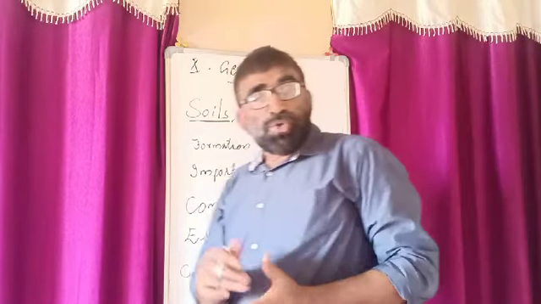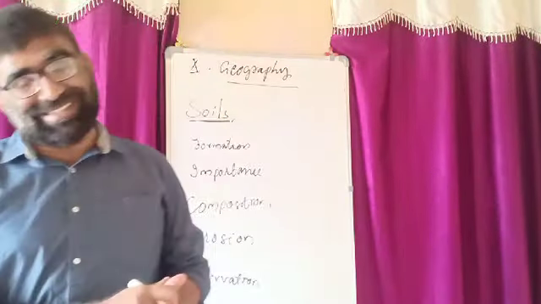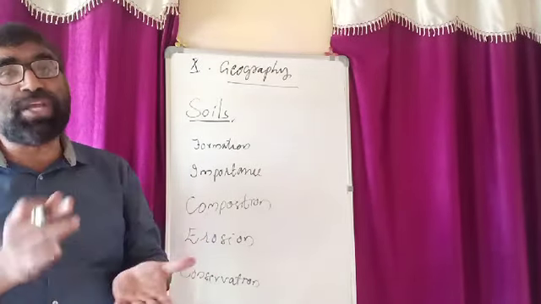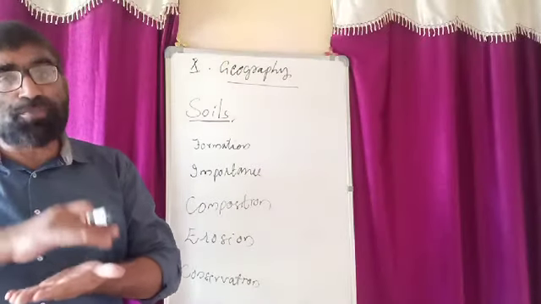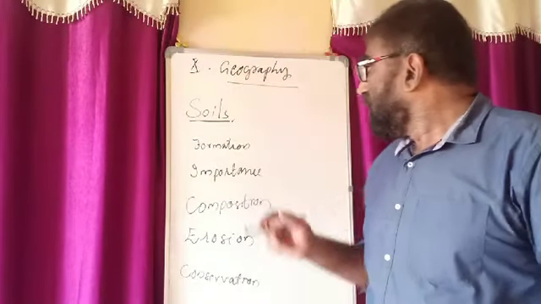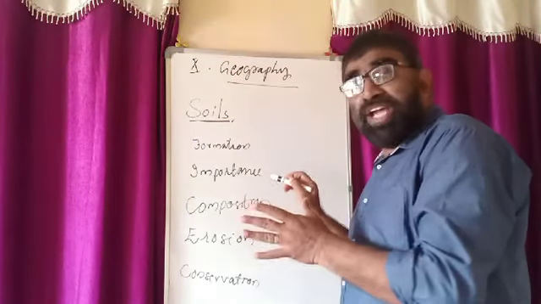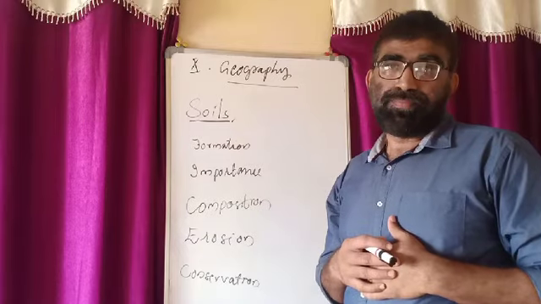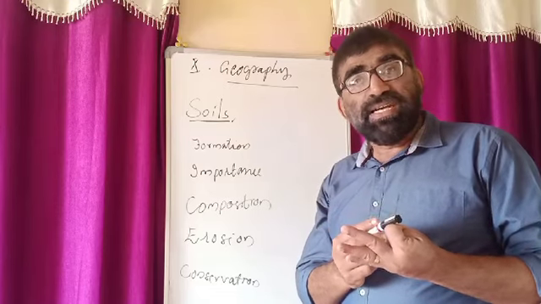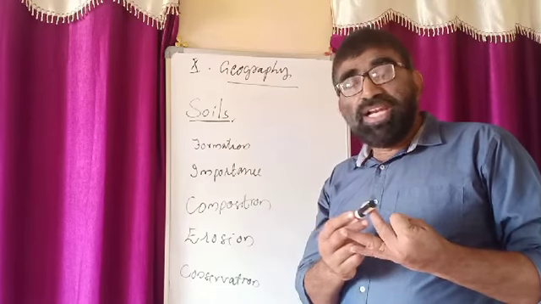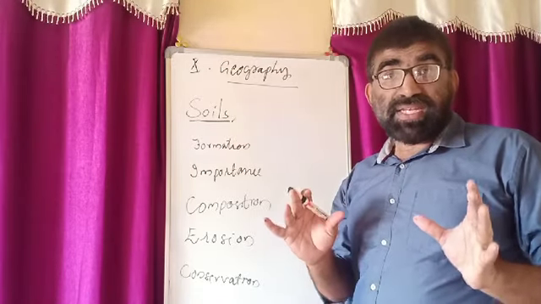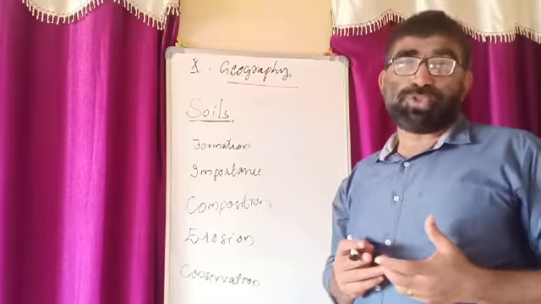We know soil formation is a complex process. It will take millions of years or thousands of years to form a particular layer of soil in a particular thickness. And certain factors determine the formation of the soil, such as climate, natural vegetation, relief and parent rocks. These main factors determine the formation of the soil.